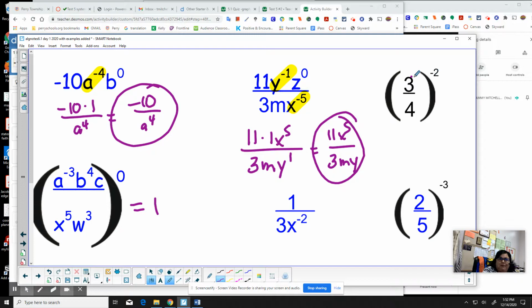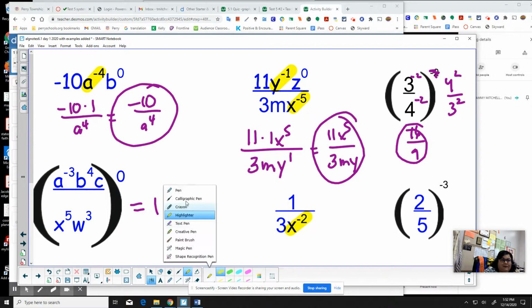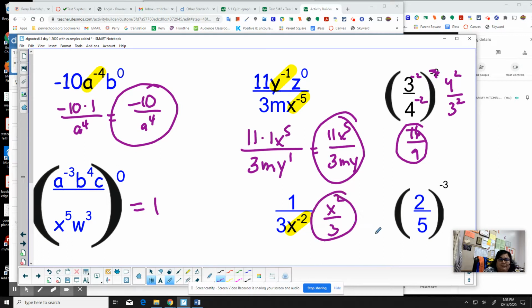Here, this means that both of these get a negative 2. So if I scratch this and give it to both, they're both unhappy. So that would be 16 over 9. Okay, here, x to the negative 2 is unhappy. So I move it to the top. 3 stays. Here, both of these get the negative 3. They're super unhappy, so I move them. And then 5 to the third is 125, and 2 to the third is 8. So that's my answer.